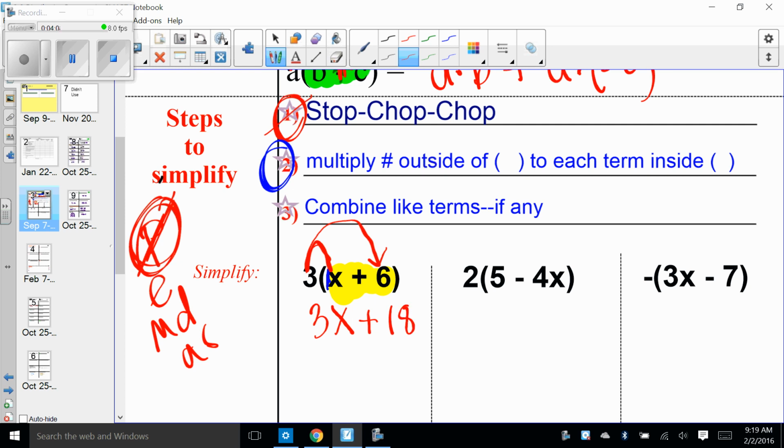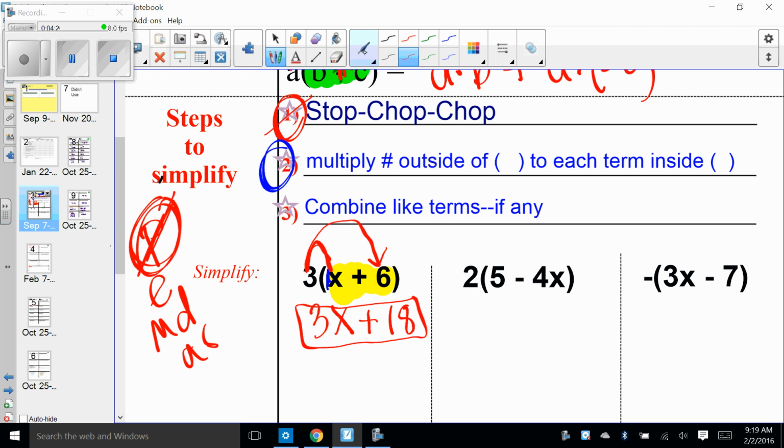So we take a look at that. We have 3x plus 18. Now those are unlike terms because there's an x on the 3, but there is not an x on the 18. So we are done. 3x plus 18 is our answer there. Unlike terms, done. We cannot combine those. All right, so we killed the parenthesis using the distributive property.